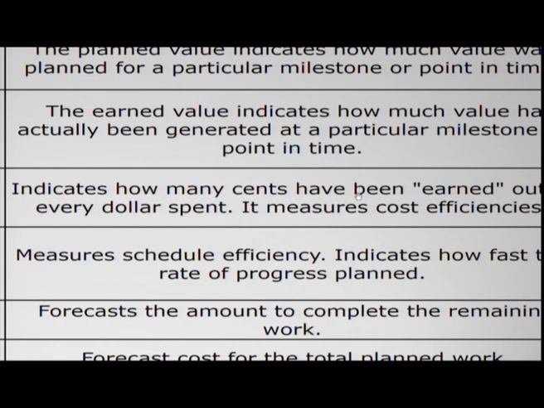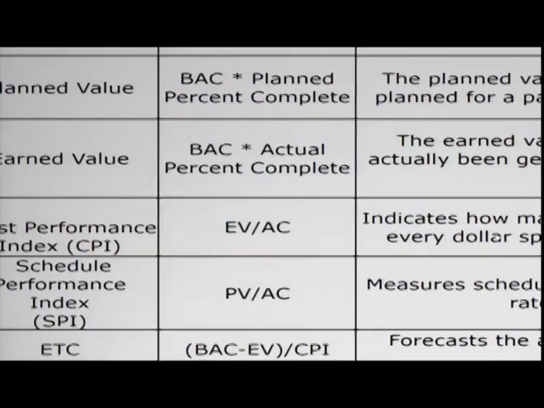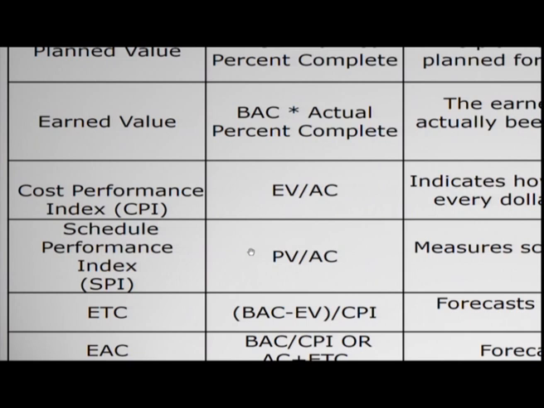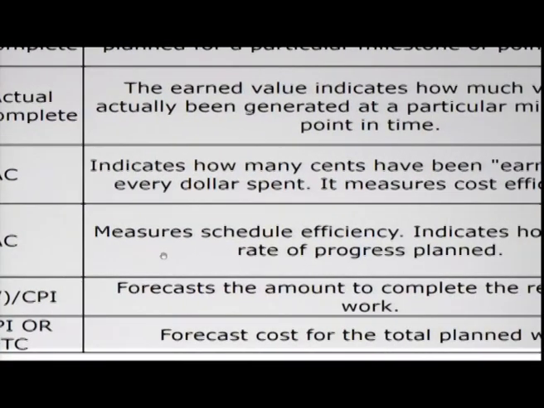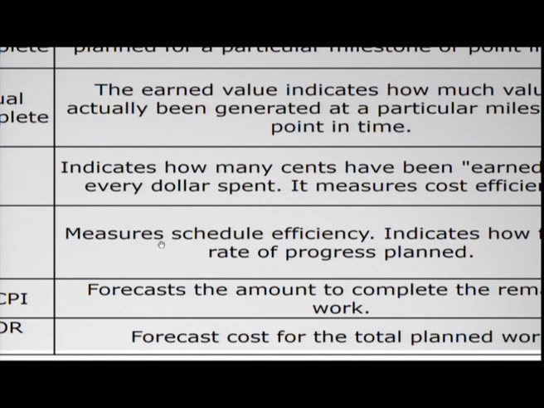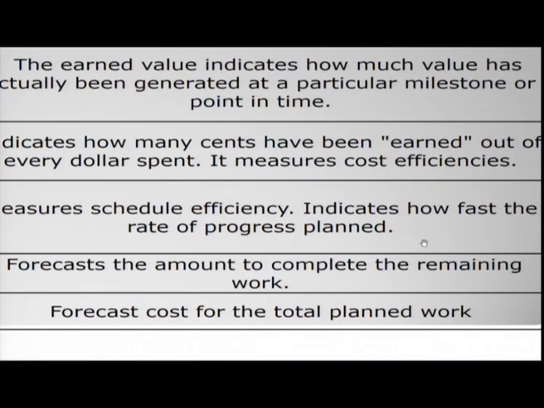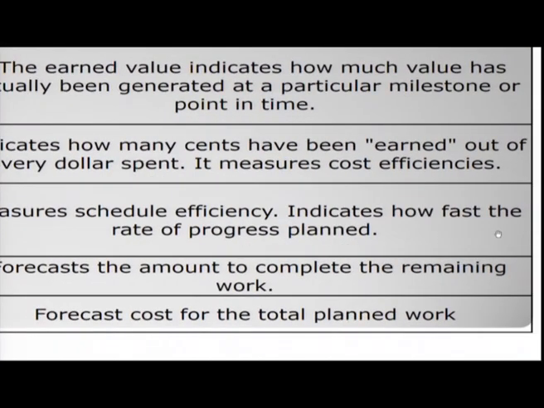Similarly, how many cents have been earned out of every dollar that has been spent? This is a metric analysis. Then next is the schedule performance index, SPI in short. The formula is planned value divided by actual cost, PV by AC. It measures the schedule efficiency, indicating how fast the rate of progress has been planned.